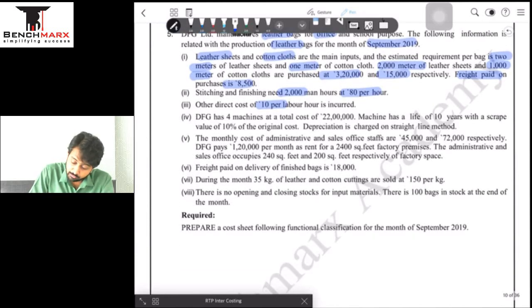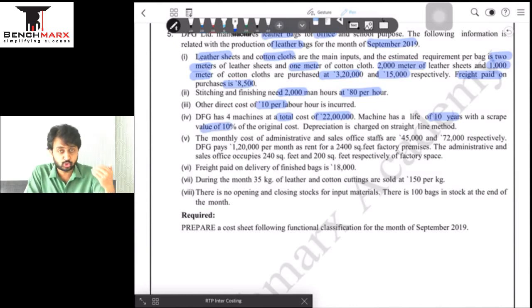ठीक है, आई हैव गॉट 4 मशीन्स कॉस्टिंग 22 लाख ईच, बोला कि टोटल बोला. ठीक है, मशीन हैज अ लाइफ ऑफ 10 इयर्स, दिस विल बी हेल्पफुल फॉर माय डेप्रिसिएशन. विद अ स्क्रैप ऑफ 10%, सो 22 लाख माइनस 10% द होल अपॉन 10 इयर्स इज माय डेप्रिसिएशन पर एनम, बट सिंस आई विल बी मेकिंग दिस कॉस्ट शीट फॉर द मंथ, माय जॉब इज टू फाइंड डेप्री पर मंथ. ठीक है, डेप्री इज चार्ज ऑन स्ट्रेट लाइन.